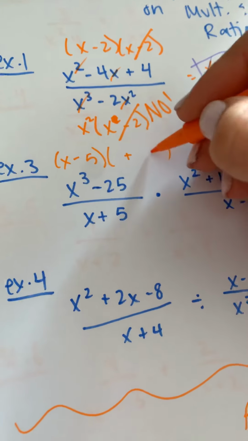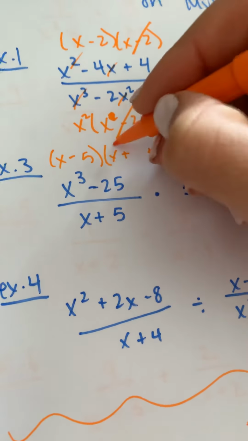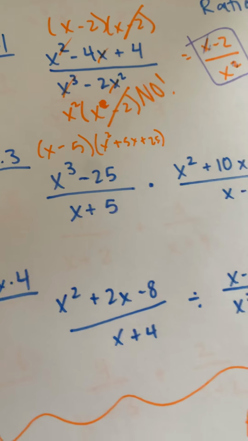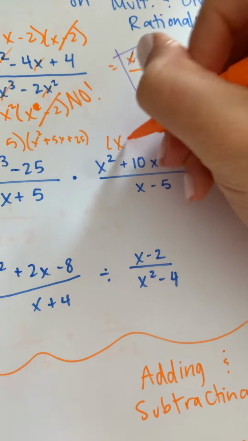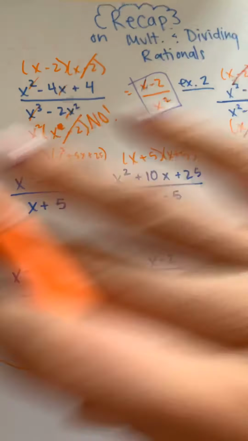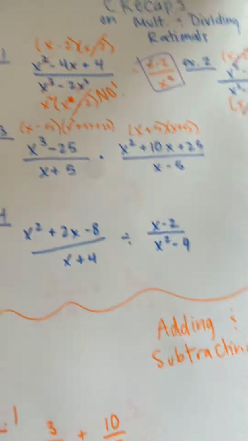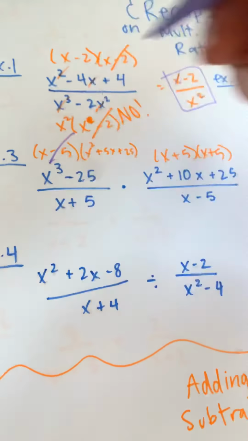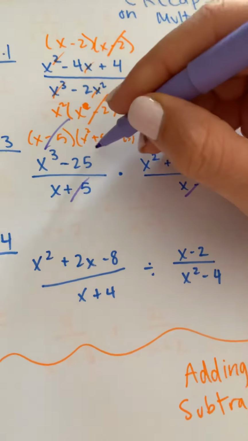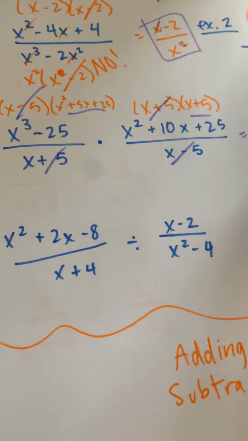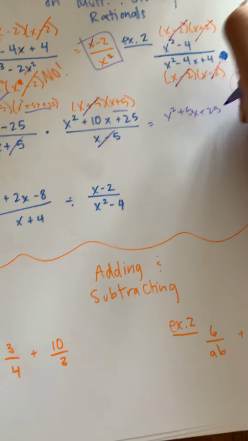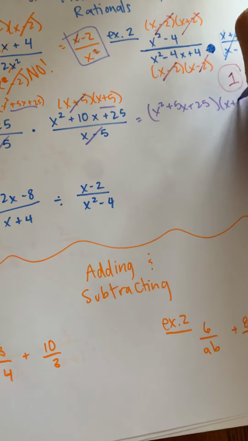Same sign as the problem. Opposite, always positive. Then x squared, 5x, and 25 would go there. This can't factor anymore. This over here would go to x plus 5, x plus 5. And that can't factor anymore. Now that I've factored everything, I can say, okay, this x minus 5, this x minus 5, this x plus 5, this x plus 5. And all that's left over looks like this guy and this guy. So my final answer would end up being x squared plus 5x plus 25 times x plus 5.